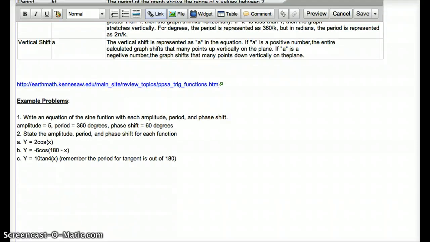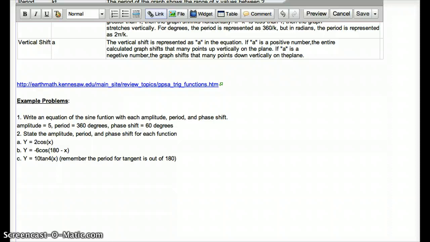For some example problems, I just thought of some easy things to help you guys out before you do the challenge problem I'll have for you. One of them is: write the equation for the sine function of each amplitude, period, and phase shift. I came up with an example where the amplitude is equal to 5, the period is equal to 360, and the phase shift is equal to 60 degrees.